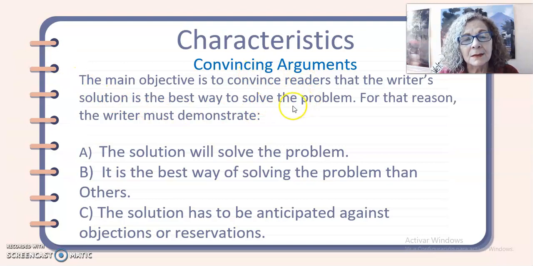Convincing argument. The main objective is to convince readers that the writer's solution is the best way to solve the problem. For that reason, the writer must demonstrate: A, the solution will resolve the problem. B, it is a better way of solving the problem than others. C, the solution has to be anticipated against objections or reservations.